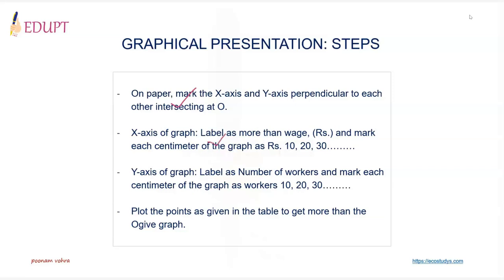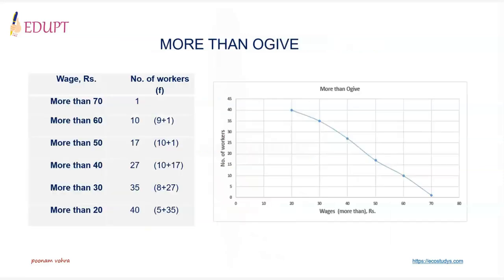On x-axis, label as more than wages and mark each centimeter as rupees 10, 20, 30 and so on. On y-axis, label it as number of workers and mark each centimeter as workers 10, 20, 30. Plot the points, join the points, and you will get more than or give curve. So have a look at more than or give curve.